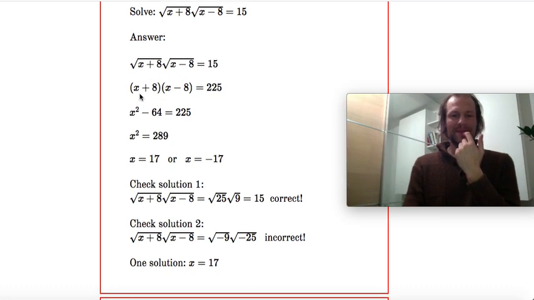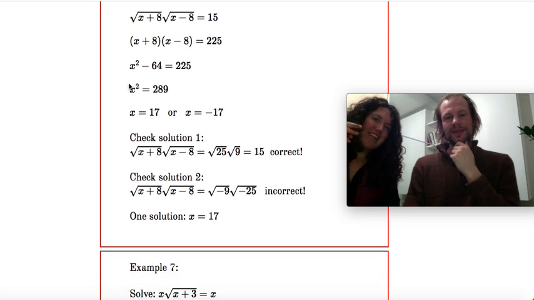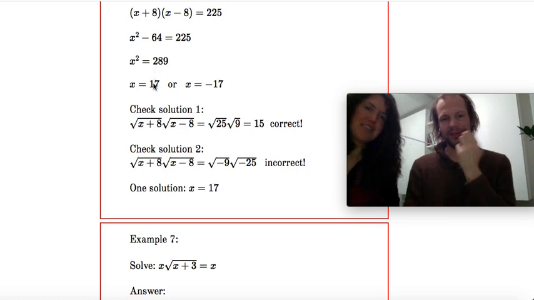And 8 times minus 8 then is 64. We get a really simple equation. So the 64 goes to the other side. We can count 289. Yeah, and then you have to take the square root of 289, which is 17.